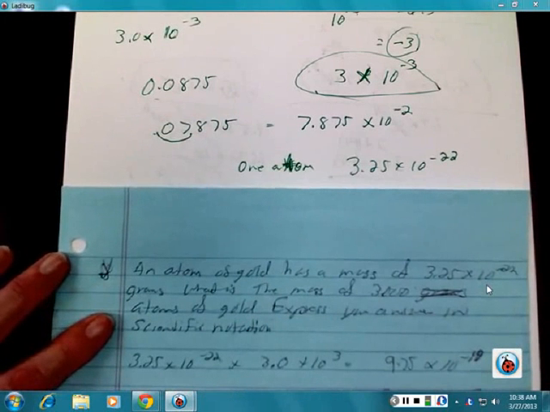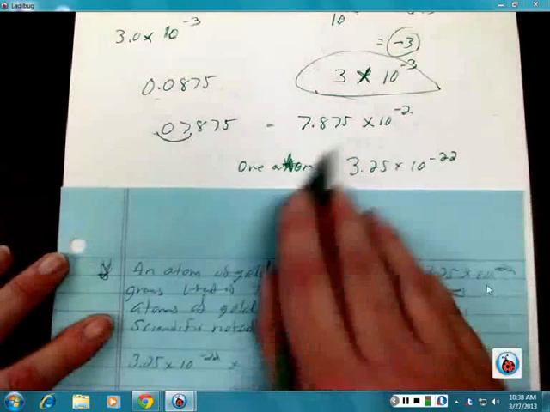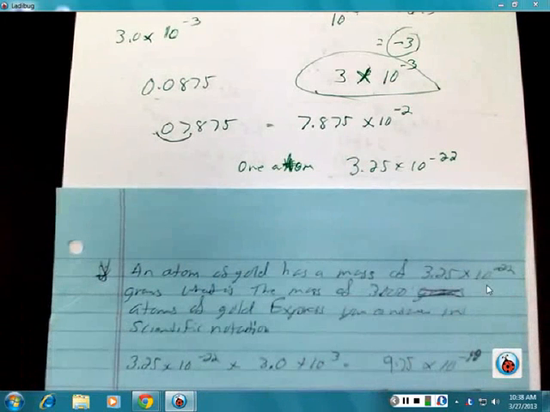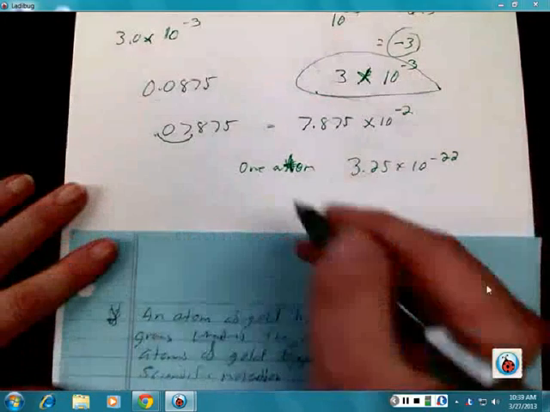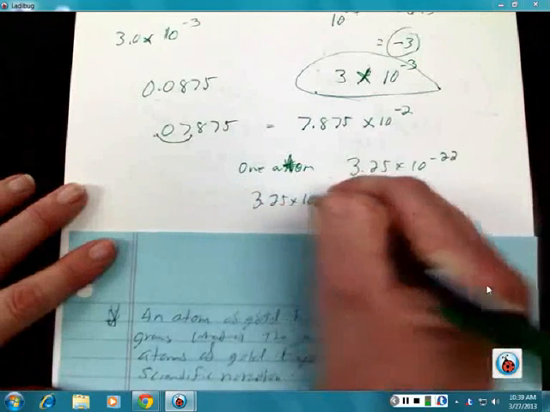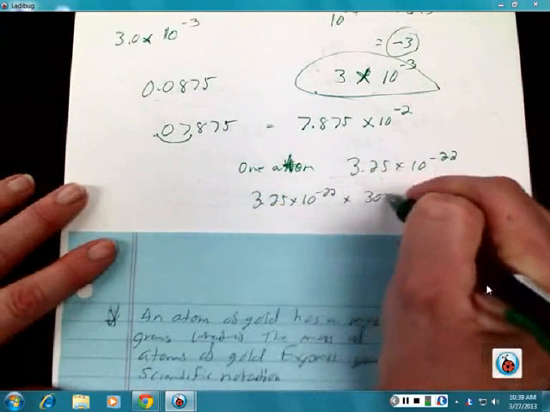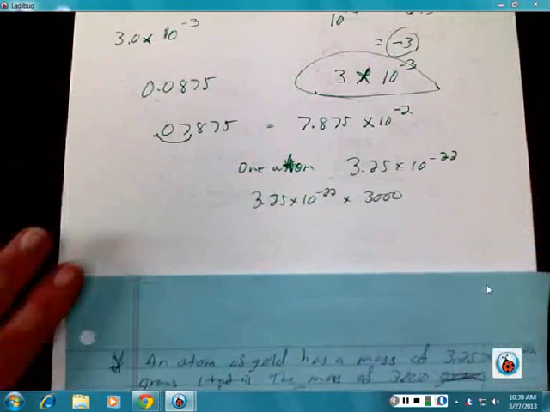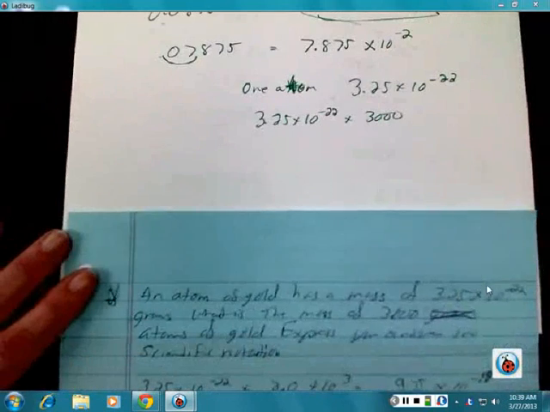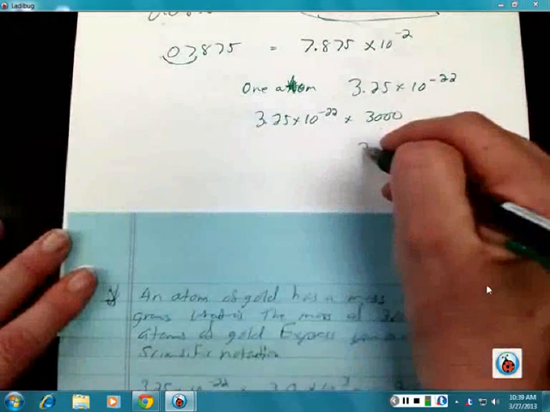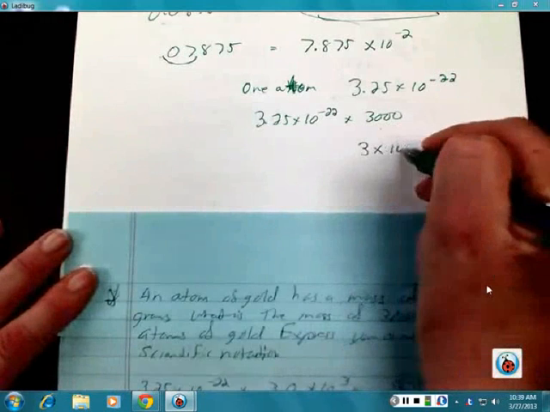So what would I have to do? Well, if I've only got one and it's worth this amount, but I want 3,000 of them, what would I have to do? Multiply, yeah. I'd have to take 3.25 times 10 to the -22nd and times that by 3,000 because I want 3,000 of them. So I'd turn the 3,000 into scientific notation, so what does that equal?